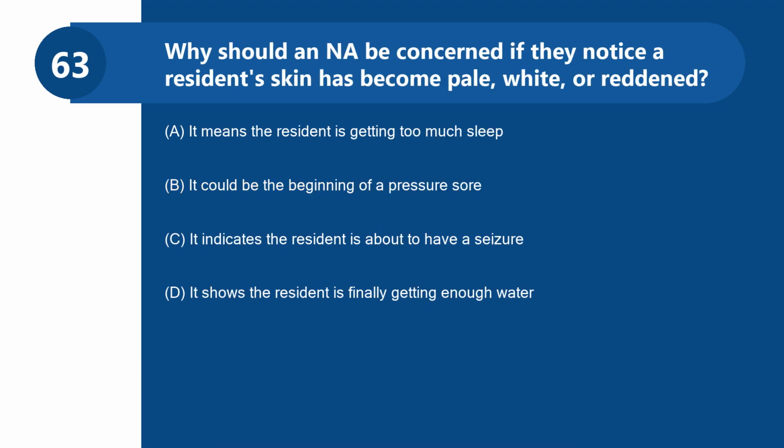Question 63. Why should an NA be concerned if they notice a resident's skin has become pale, white, or reddened? Option A, it means the resident is getting too much sleep. Option B, it could be the beginning of a pressure sore. Option C, it indicates the resident is about to have a seizure. Option D, it shows the resident is finally getting enough water. The correct answer is option B, it could be the beginning of a pressure sore.